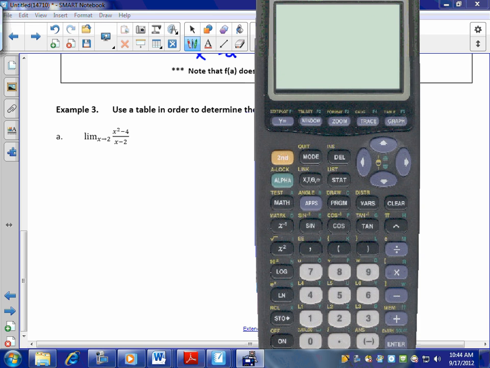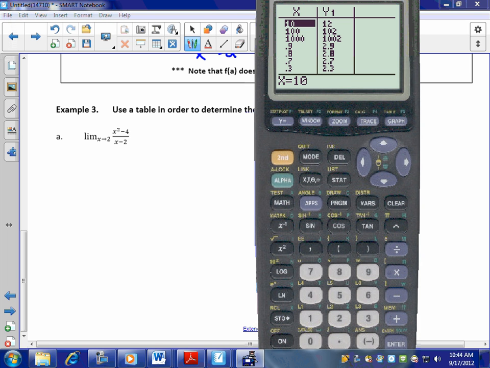Now, we want to look at the table values. So I go to table, and we want to approach 2. So you tell me, what do I have to check? I want to know the limit, so I got to check which side? I got to check the left, and I have to check the right. So if I want to check the left, what kind of value should you plug in?